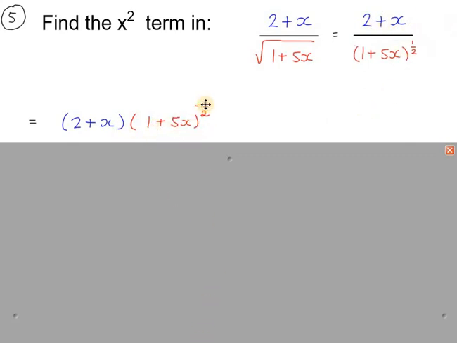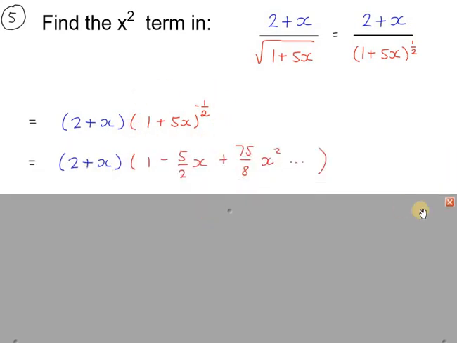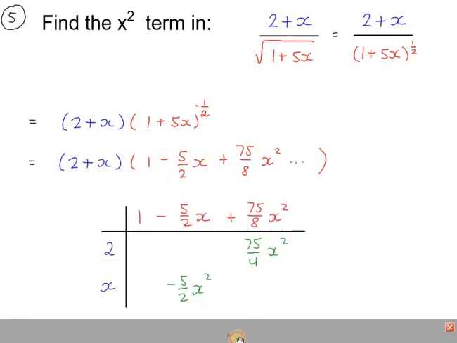So the 1 plus 5x to the power of minus a half needs an expansion. We need to do a binomial expansion first. I've done that already. I've got the first few terms here. Remember, we're looking for the x squared term, so there's no point continuing to expand beyond x squared. You'll get x to the power of 3, x to the power of 4, and so on. We're not interested in those. Now we need to multiply these terms out, and the grid method is recommended.